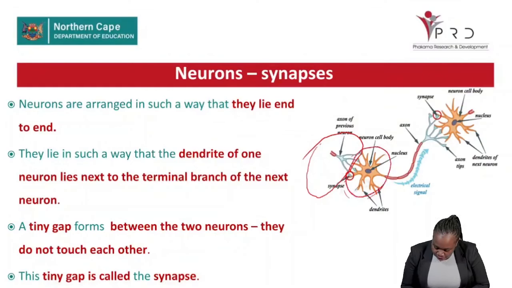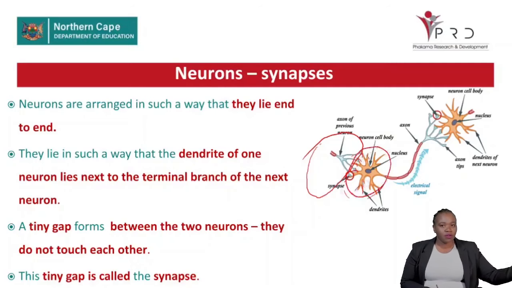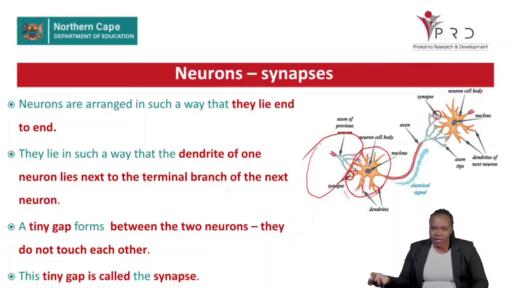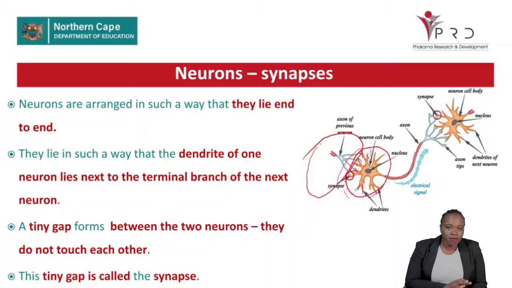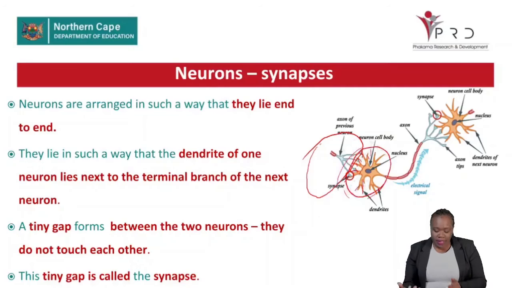There we have the dendrites, right? So here is the next neuron. So the impulse was taken away from the cell body by the axon to the axon terminals, right? And then from the axon terminals, we are going to see now that the impulse is going to be transmitted away from the axon terminals, which is the end of the first axon, or the end of the first neuron, to the second neuron.